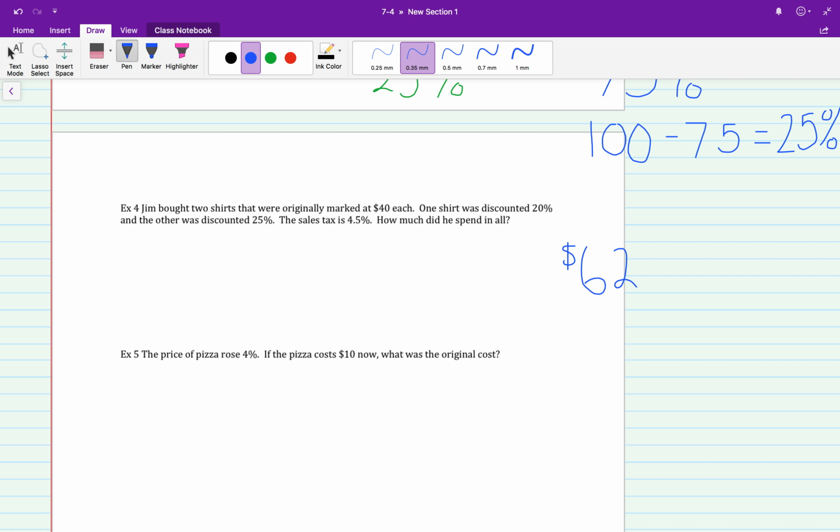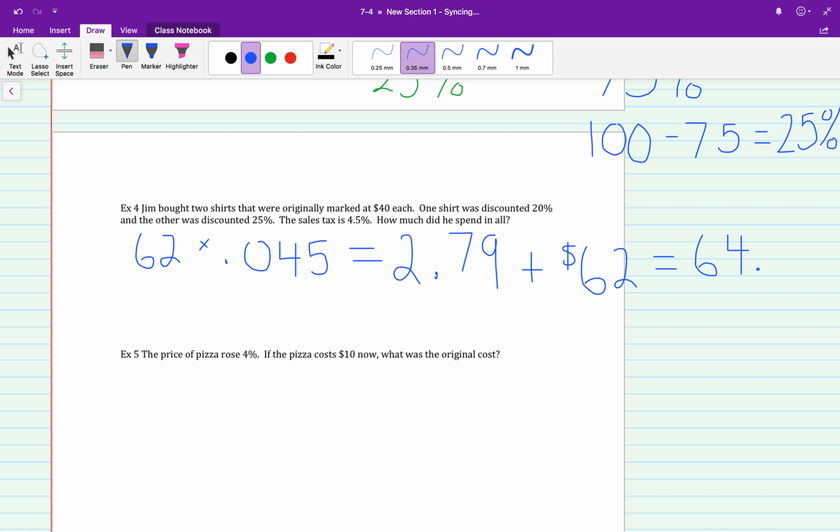So let's get some space for me to work. What most people did was they multiplied $62 times the sales tax, which is 0.045. So you multiply this together, 62 times 0.045, and you get $2.79 worth of tax. You add that to your $62, your shirts, so you get a total of $64.79. Nothing wrong with this method. Totally keep that up. I will never say that's wrong.